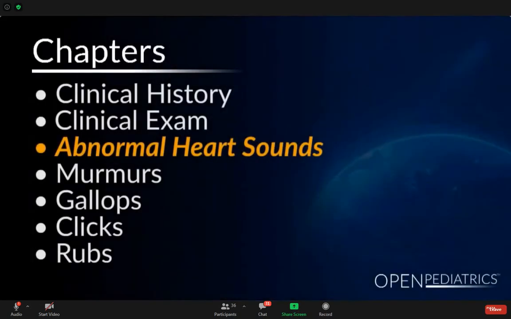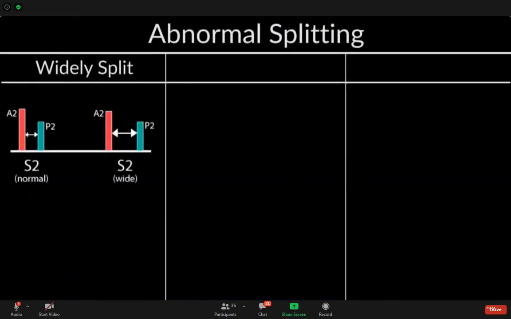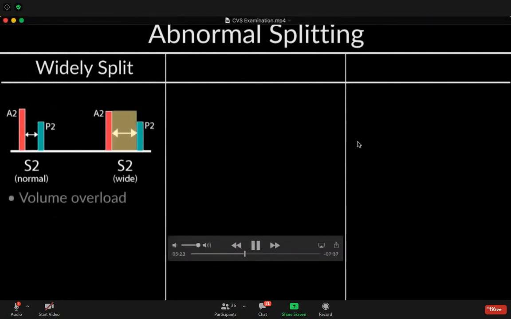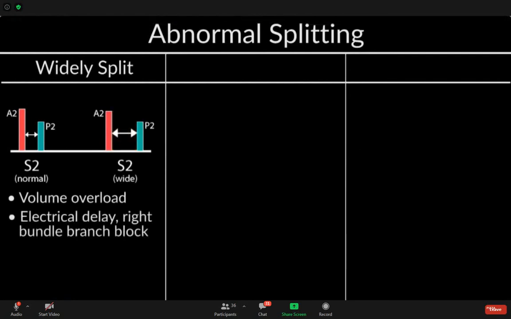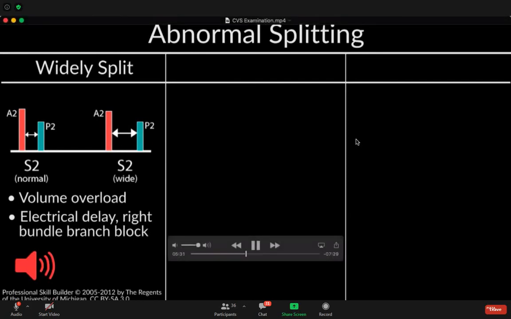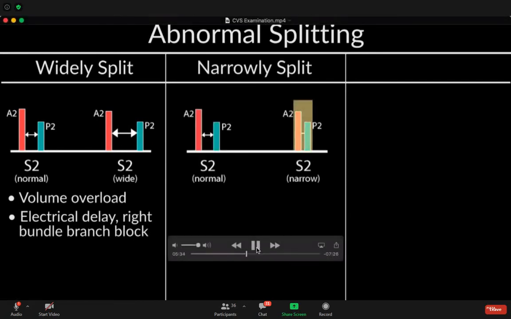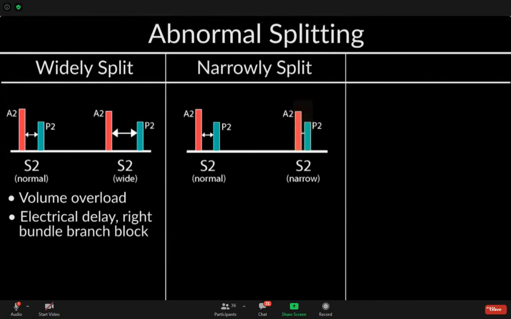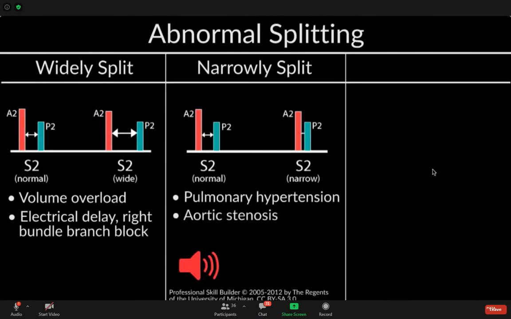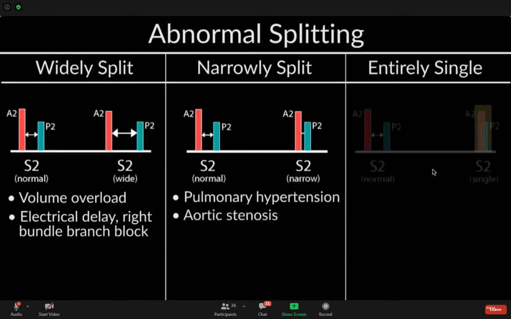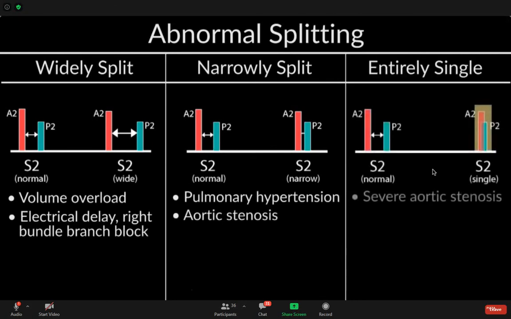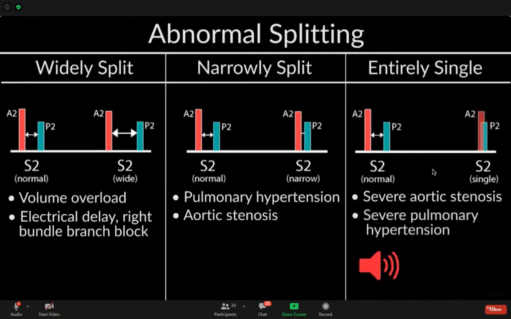Abnormal heart sounds. Abnormal splitting refers to when the S2 sounds are widely split, and that can be reflective of volume overload or electrical delay in a right bundle branch block. Narrowly split second heart sounds usually are reflective of pulmonary hypertension or aortic stenosis. And if the second heart sound is entirely single, that is reflective of severe aortic stenosis or pulmonary hypertension.